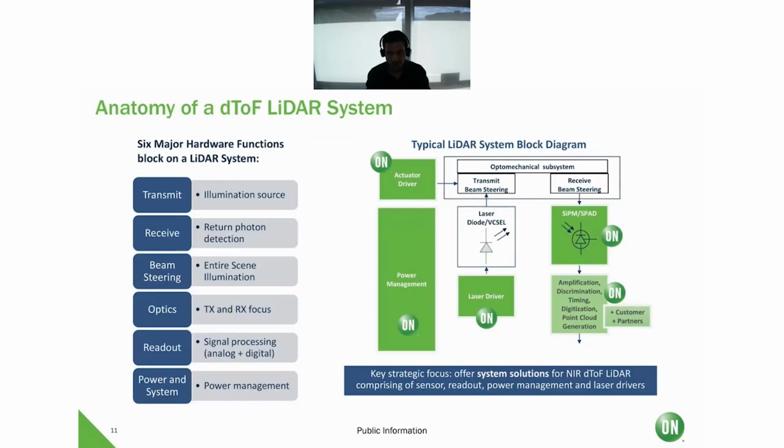Now, in a direct time of flight LiDAR system, you have 6 major hardware functions. You have the transmit, the receive, the beam steering, the optics, the readout, and the power and system functions, as shown in the block diagram on the right. So I described to you a single point LiDAR. The reason that you need the optics and the beam steering is to then scan across and get a view of the entire scene. On Semiconductor, we have components for all of the blocks that you see shaded in green.